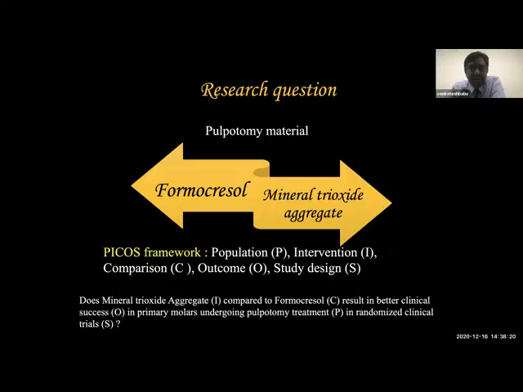Is this the way you have to write your research question? Once this has been framed, your inclusion and exclusion criteria are 99% done. For example, if I have a case report, will it be included in this systematic review? No, because my focus is only on randomized clinical trials. Observational studies? No. Biodentine is also a material for pulpotomy. If I have a study with Biodentine, will it be included? No, because I am going to compare only MTA with formocresol.